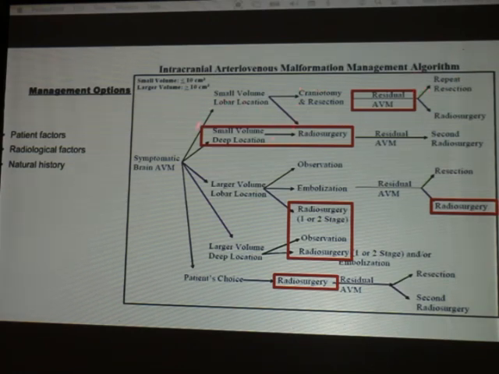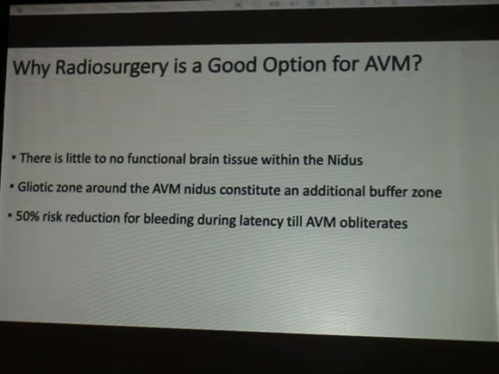And if it is small, but it is located in a deep or eloquent area, then radiosurgery is the first line of treatment. But if the AVM is large, you might need to do a staged radiosurgery, or you might need to embolize to reduce the size, followed by radiosurgery. And in patients who do not want any surgical intervention or embolization, radiosurgery can be offered in this population.